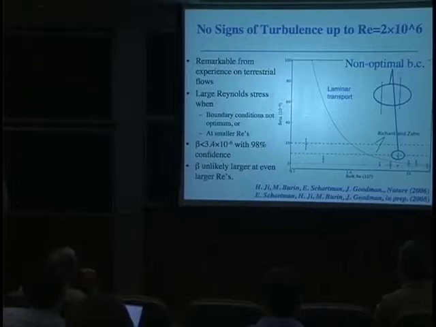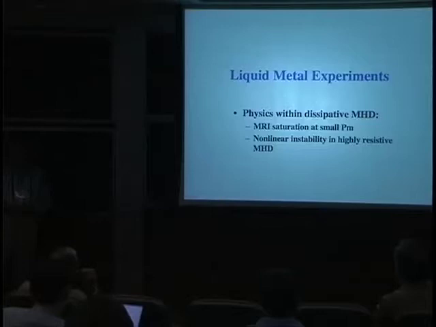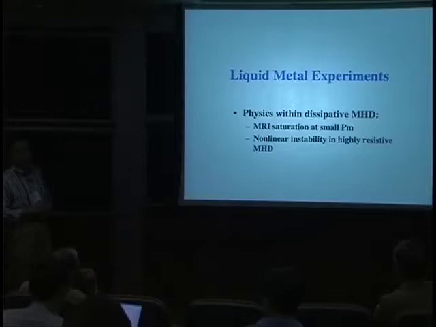I think I have 5 minutes. Okay, so the situation there is very different. We want to know if the MRI is there. If it's there, does it saturate or not? If it saturates, then what's the saturation? The Prandtl number is really small. The Prandtl number for the liquid metal is 10 to the minus 5 or 10 to the minus 6.